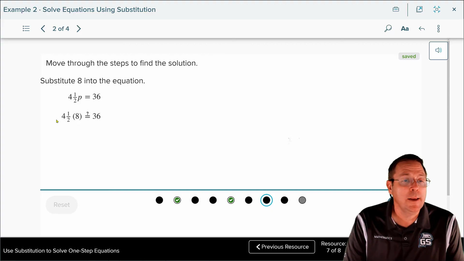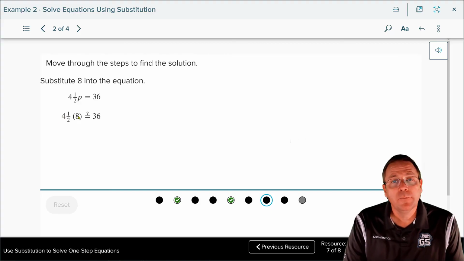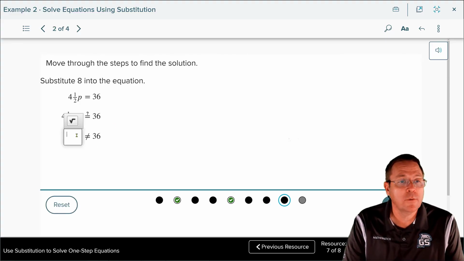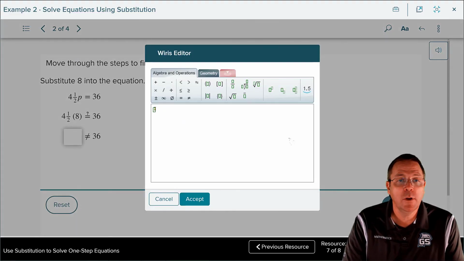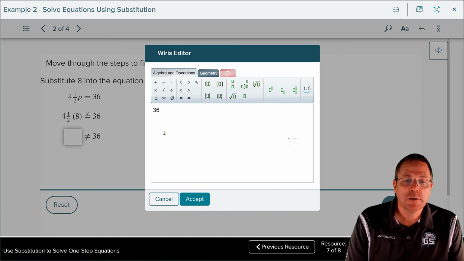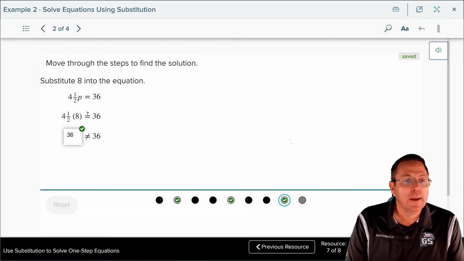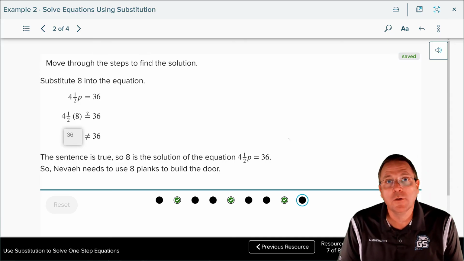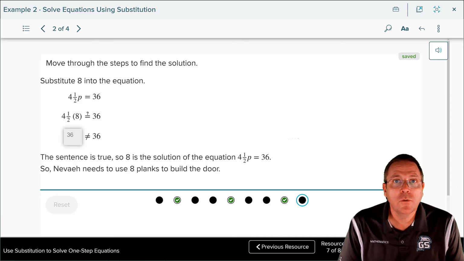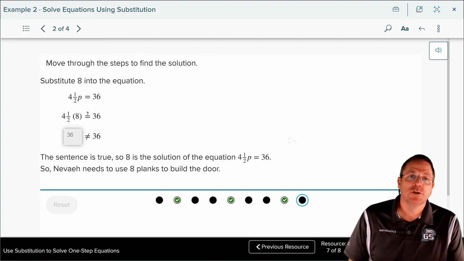We're going to try 8. Well, 4 times 8, that's going to end up being 32. And 1/2 of 8 is going to be 4. 32 plus 4, and suddenly we have the answer we are going for, which is 36. So when we get that, we can say 36 does equal 36. So she's going to need to purchase 8 planks in order to make the door that she wants to make.